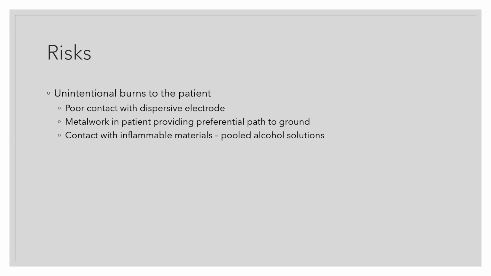Other worries are metalwork within the patient, for instance, arthroplasty or plates. The way to prevent this is to place the dispersive electrode on the opposite side to the metalwork and between the surgical site and the metalwork itself. If you leave it in the standard position when there's metalwork in the way, effectively the current takes that metalwork as a preferential path to ground, sometimes via the table, and causes burns at its exit point.